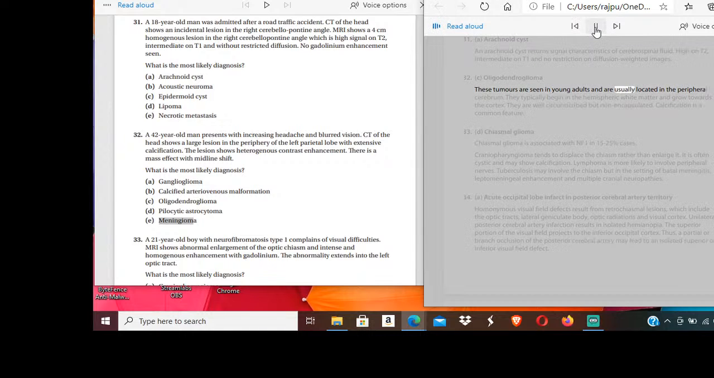In young adults and are usually located in the peripheral cerebrum. They typically begin in the hemispheric white matter and grow towards the cortex. They are well circumscribed but non-encapsulated. Calcification is a common feature.